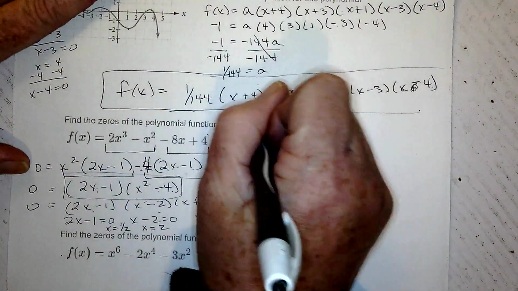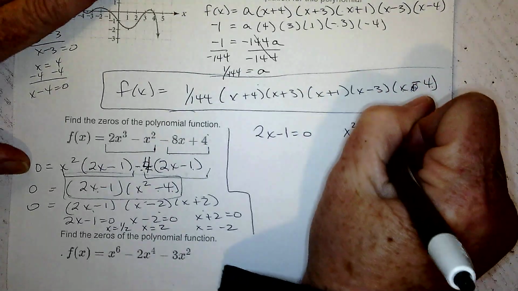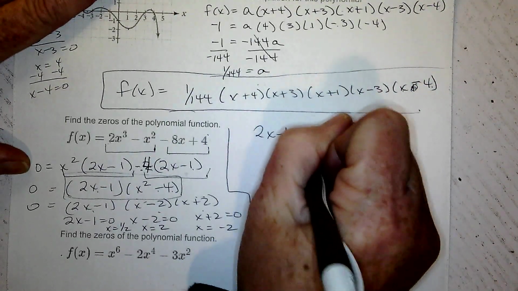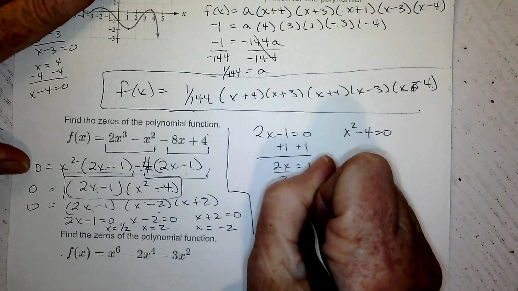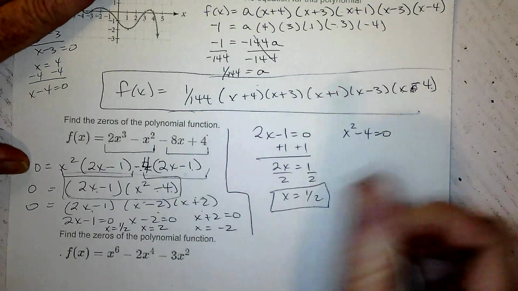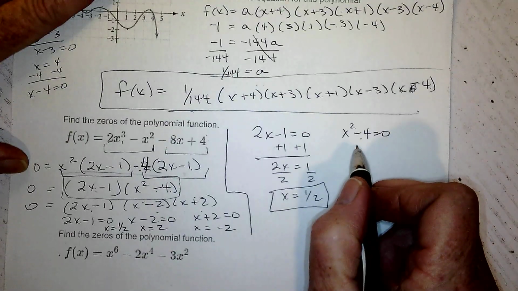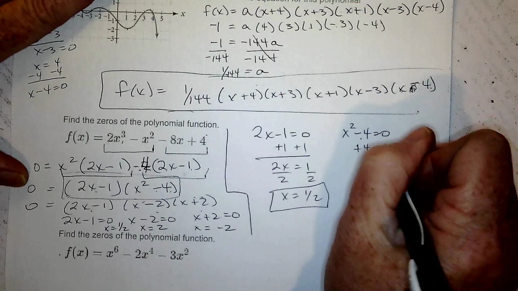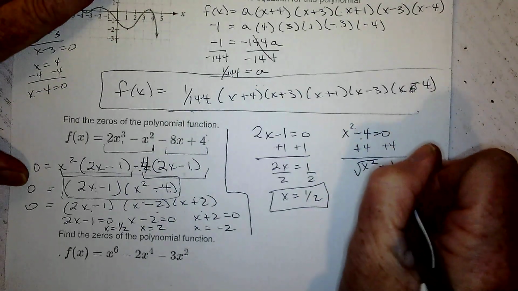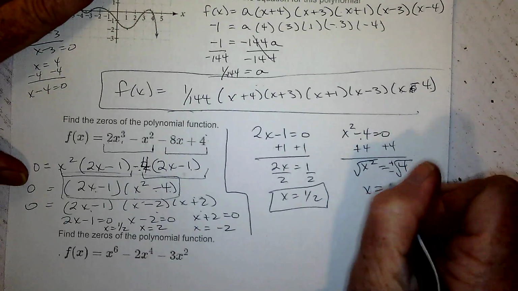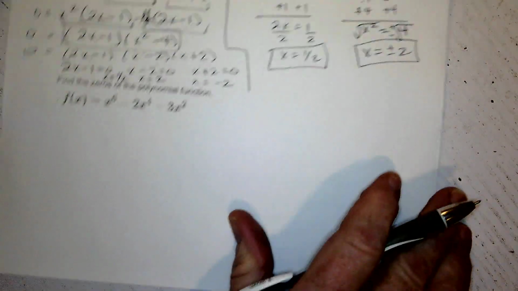I did that relatively fast because I want to come over here and show you if instead you took just these and set them equal to 0. Add 1 to both sides. Divide both sides by 2. X is 1/2. There's one of them. We should have 3. If you didn't see this was the difference of two squares and you wanted to solve it with the square root property, you add 4 to both sides. And then take the square root of both sides. Remember, this side is plus or minus, so x is equal to plus or minus 2. There's your 3 answers. Let's do one more.